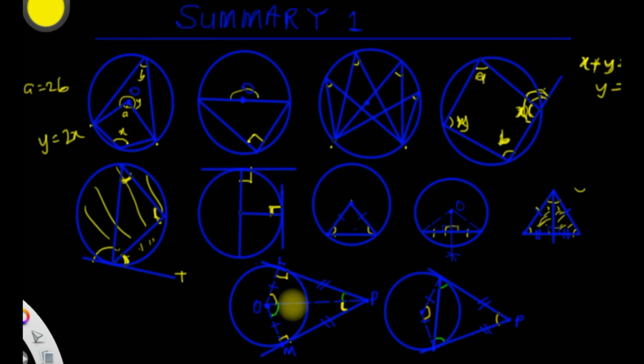Theorem 7 just talks about what? Two tangents. If you have a point P outside the circle, and these two tangents PL and PM are drawn from this point, then the theorem says that the length of this tangent and this tangent are equal. So it says that two tangents drawn from a point outside the circle to the circle are always equal in length. This length is equal to this length. That's why we have this.